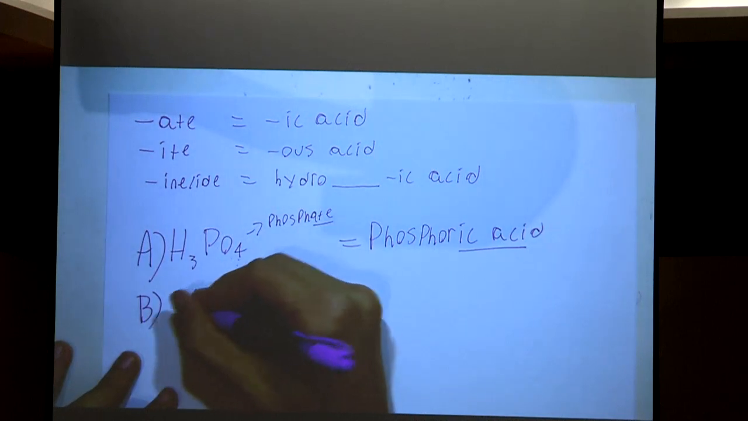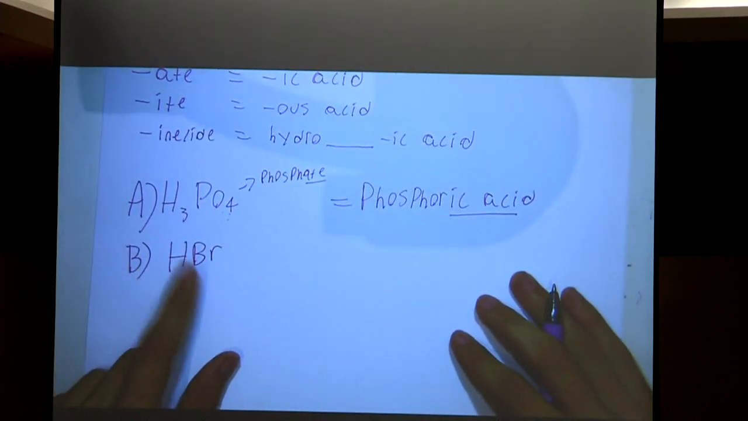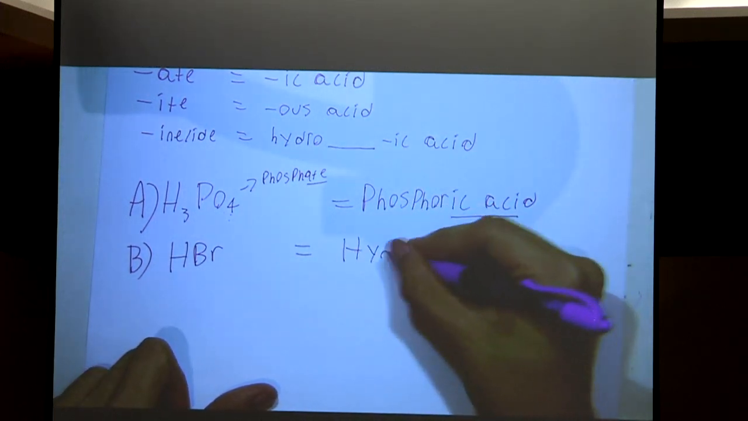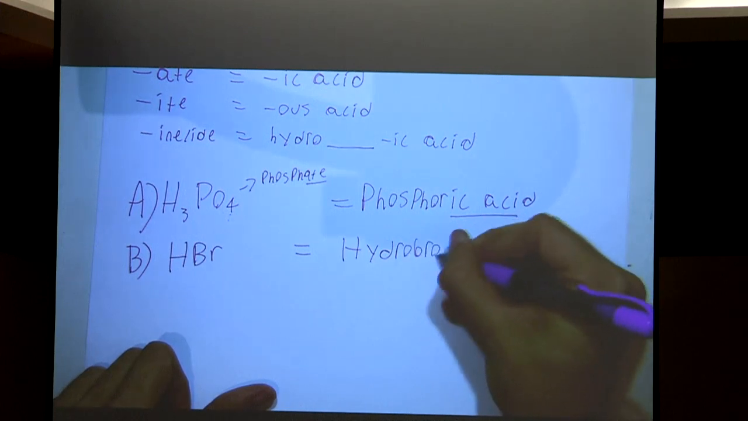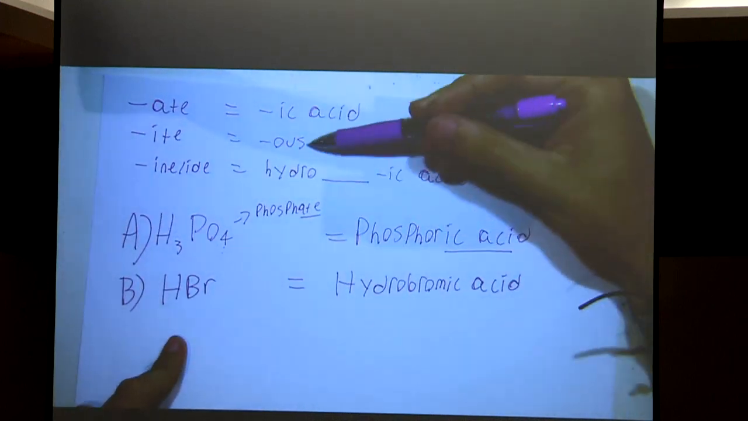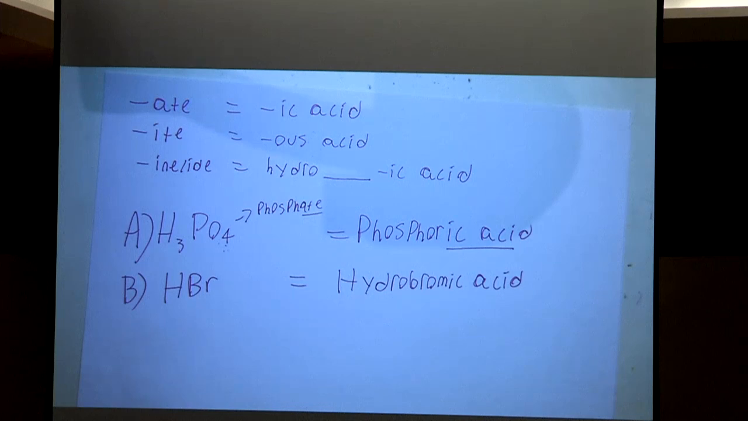HBr. Here we've just got a regular old bromine. It's not a polyatomic anion, so we can just do hydrobromic acid. Remember, you've got that hydro blank ic acid formula. Yeah. No, because HBr is an acid. Yeah, good question though. So hydrogen bromide would not be a correct name. You have to say that it's an acid.